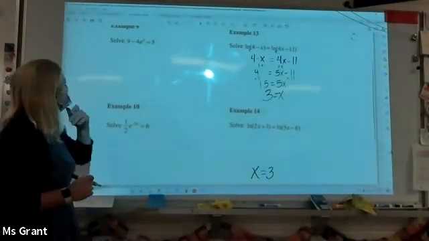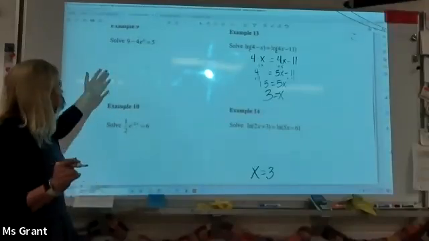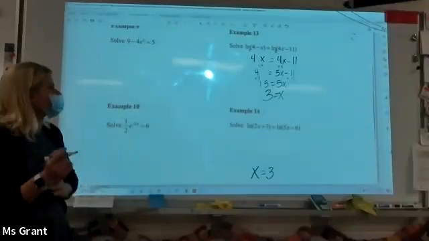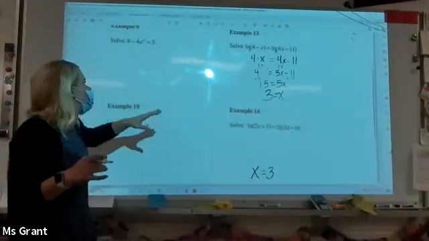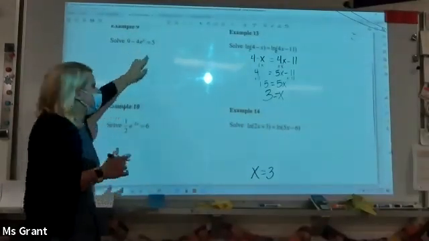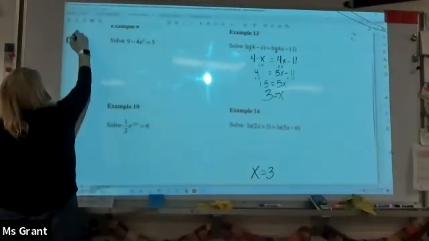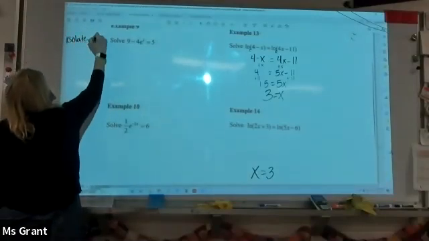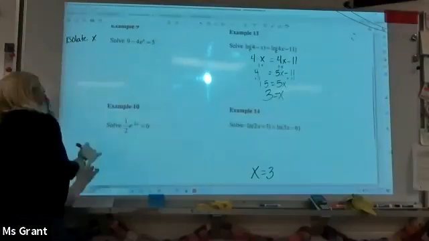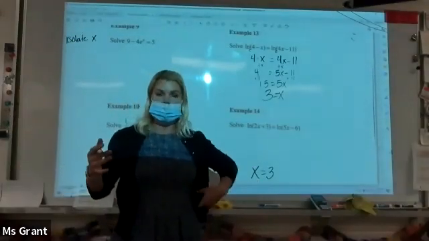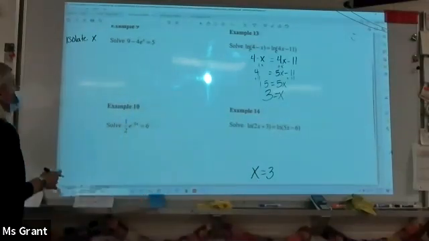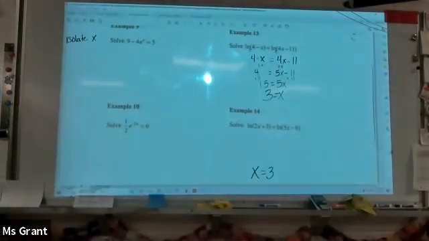I'm going to now jump, because notice on number 9 and 10, I don't have natural log written. I have the exponential form, e. My job is still the same. This is an equation. This has an equal sign. I'm trying to solve for x. So I'm trying to get x alone.